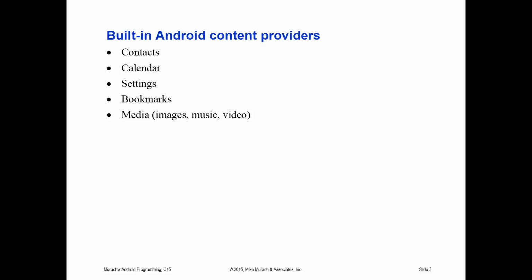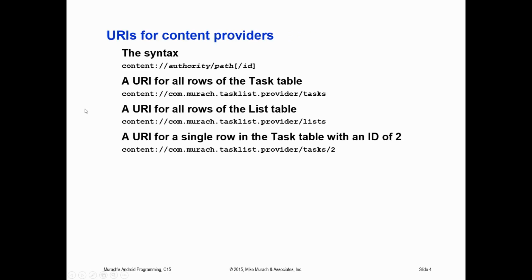So some of the built-in content providers that Android has are shown on the slide here and in figure 15-1 on page 469. Remember, a content provider allows multiple apps to share the same data. That data can be stored in a database or in files. Android uses built-in content providers to make certain types of data available to all apps.